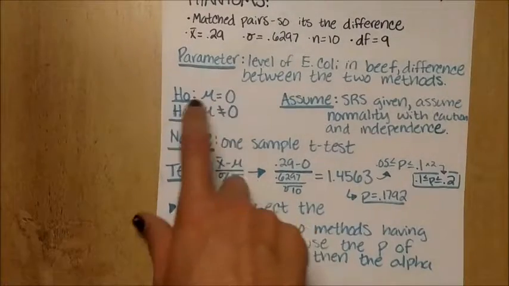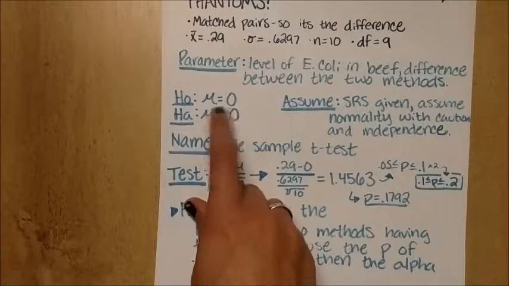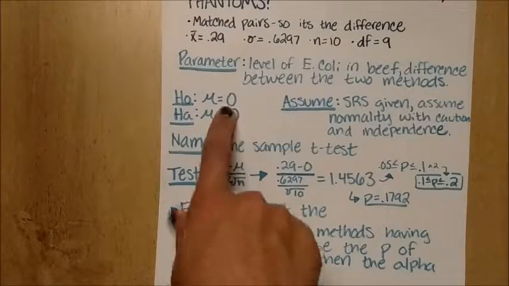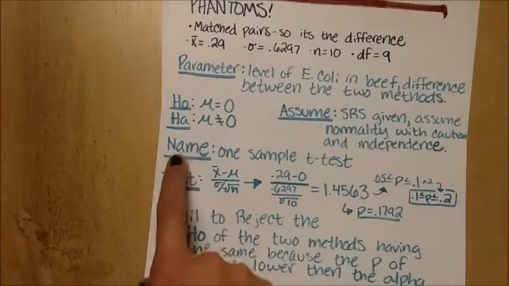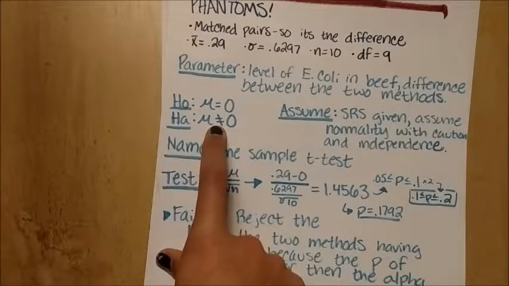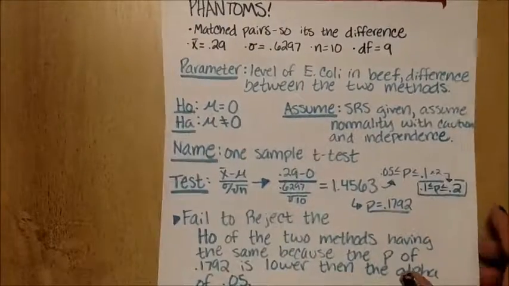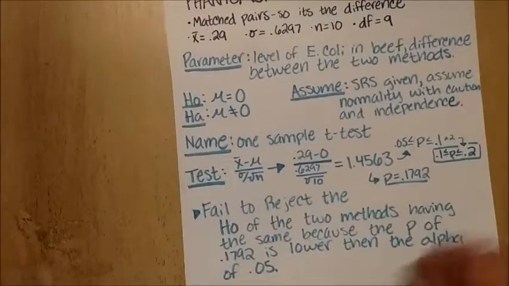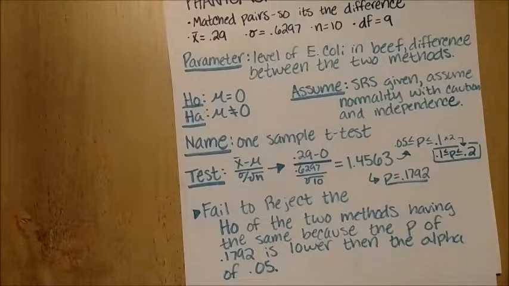And here's your H0 and Ha. Your H0 would be that there's absolutely no difference between the two methods, that they're the same. And then your Ha would be that they're not the same, they're different. So it's a one sample t-test.